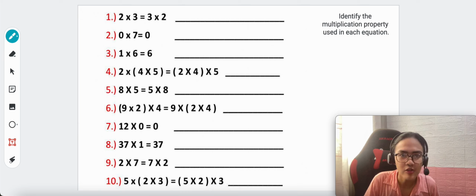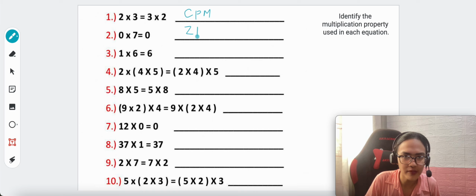So number 1, 2 times 3 is equal to 3 times 2. We are changing the order of the numbers, so this is the commutative property of multiplication. Number 2, 0 times 7 is equal to 0. This is the zero property of multiplication. Number 3, 1 times 6 is equal to 6. Identity property of multiplication, since we are dealing with multiplication by 1.